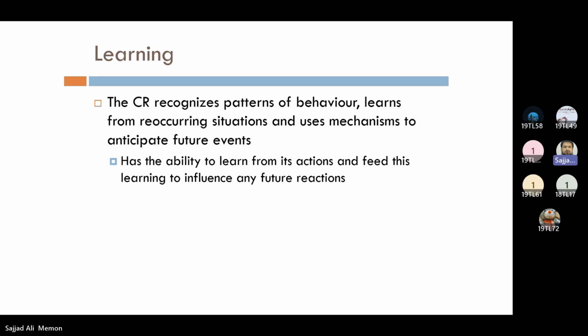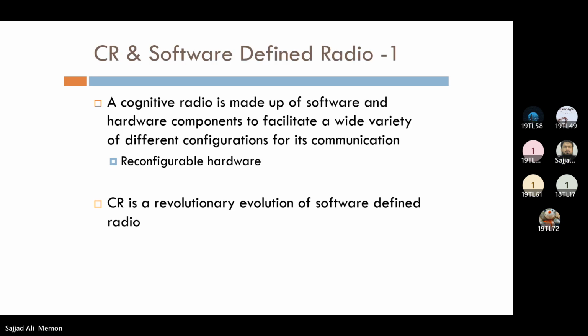Similar to that, cognitive radio also does that. It also recognizes patterns of behavior, learns from reoccurring situations, and has the ability to learn from its action and feed this to influence any future reactions. It's made of software and hardware components to facilitate a wide variety of different configurations for its communication, reconfigurable hardware. So it's a revolutionary evolution of software-defined radio. Basically, cognitive radio is a software-defined radio.